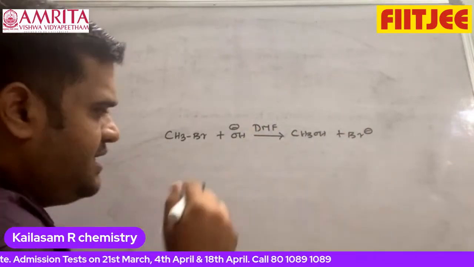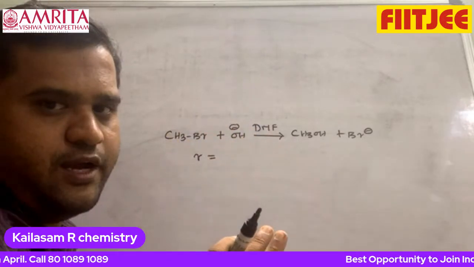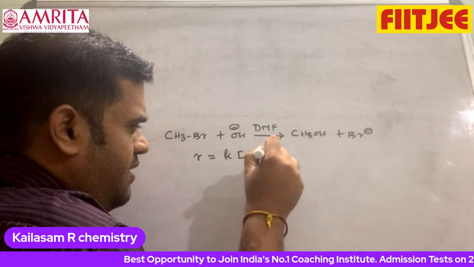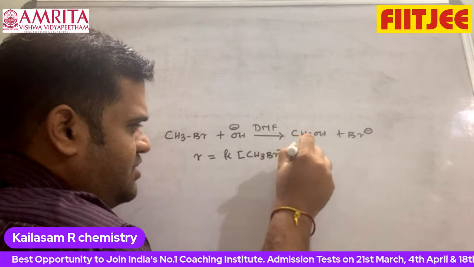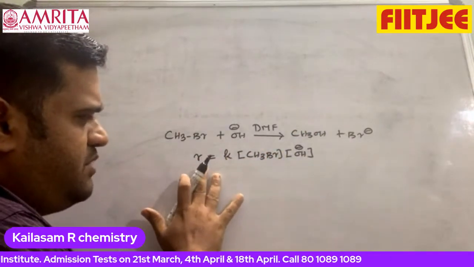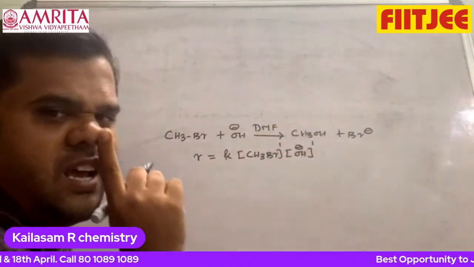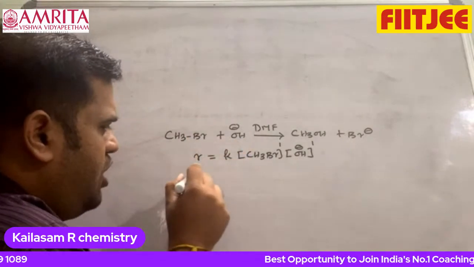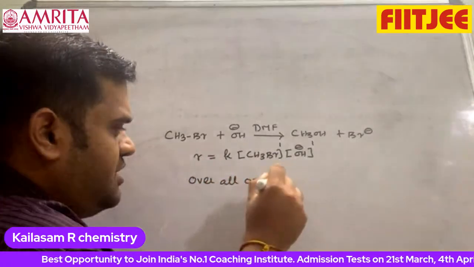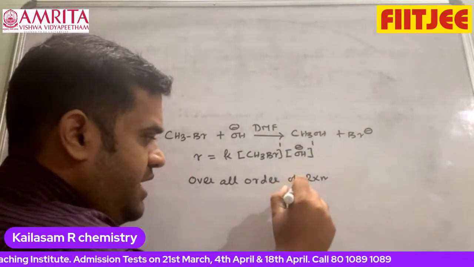Now I want to express the rate. We can say the rate is directly proportional to the concentration of the reactant as well as the nucleophile, as well as the substrate. Now rate equals K times [CH3Br][OH minus]. Okay sir, therefore the rate of reaction depends on both the substrate as well as the nucleophile. So what is the power here? This is 1. Here also, power 1. Therefore we can say that the overall order of reaction is 2.